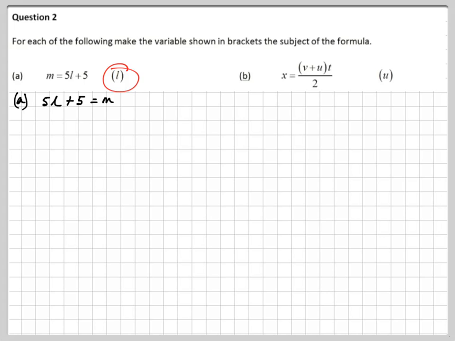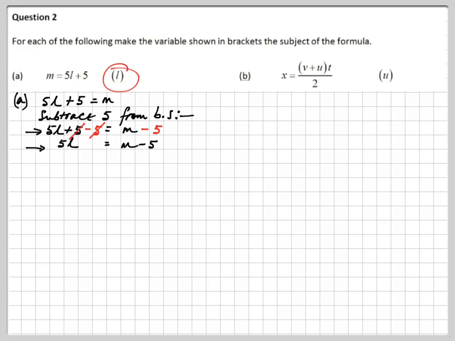So, what needs to be moved? Well, I think the 5 does, don't you? Because it's not an L. So we're going to subtract 5 from both sides. Let's do that. 5L plus 5, take away 5, gets M minus 5. Good. Now, we can do our cancelling, and then a nice little clean-up line.